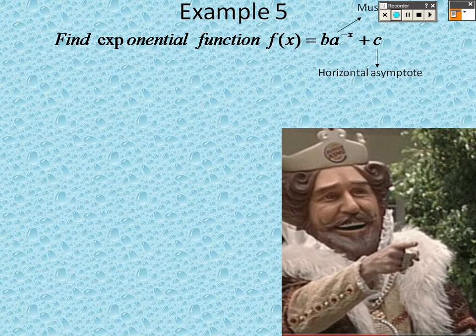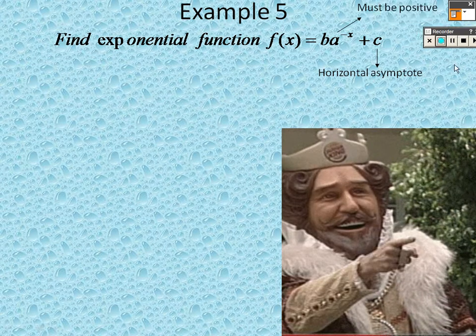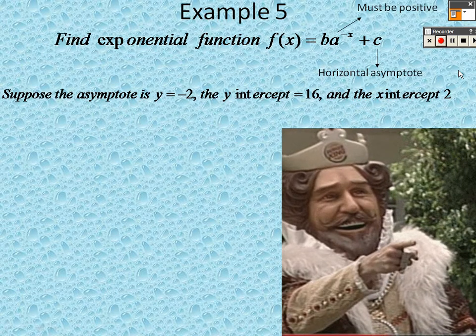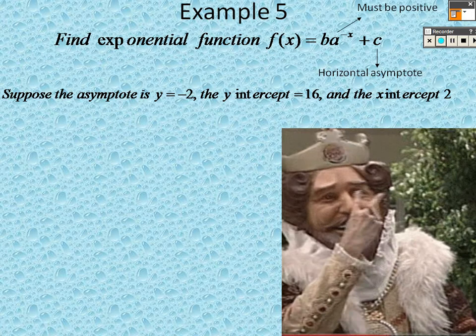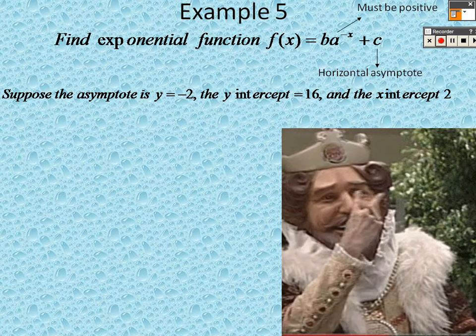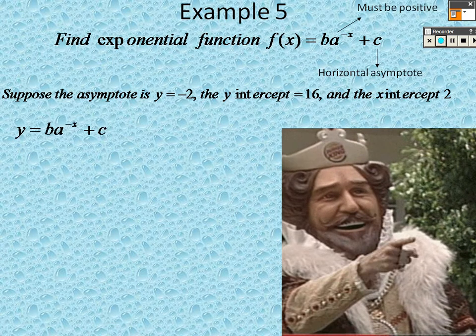Your a, let's see here what we have hidden, has to be positive, so keep that in mind. And we have a problem here. It says suppose that the asymptote is y equals -2, the y-intercept is 16, and the x-intercept is 2. So how can we solve this?